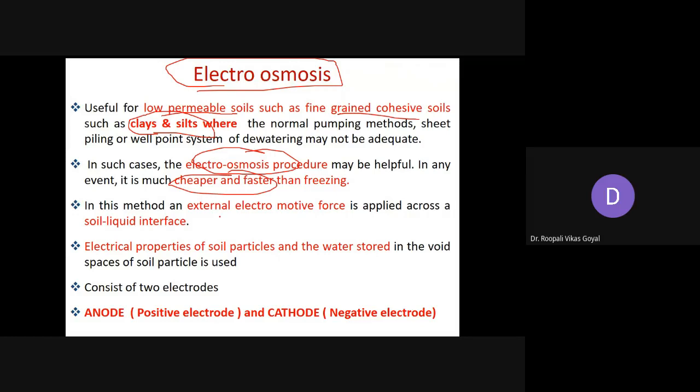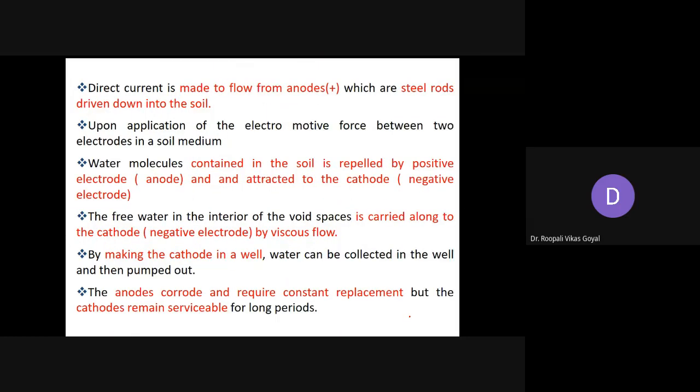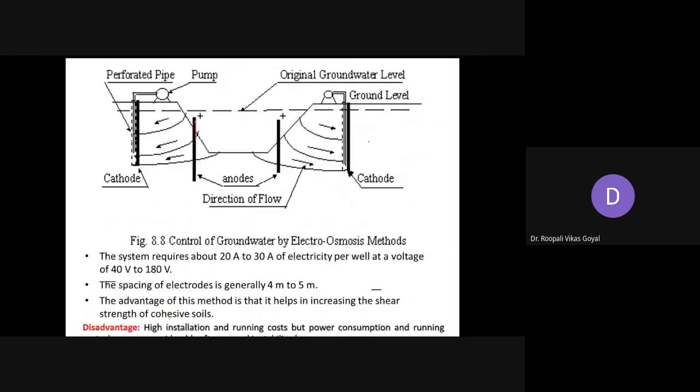In this method, an external electromotive force is applied across the soil liquid interface, and the electrical properties of the soil particles and the water stored in the void space of the soil particles are used. Whatever water is in the void spaces inside the soil, it will pull that out too. So this generally consists of two electrodes. First is the anode, which is generally a positive electrode, and second is the cathode, which is a negative electrode. Here just try to see this. This is your anode, that is your positive electrode. And this is your cathode, and that is your negative electrode.